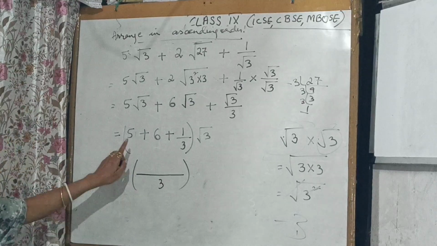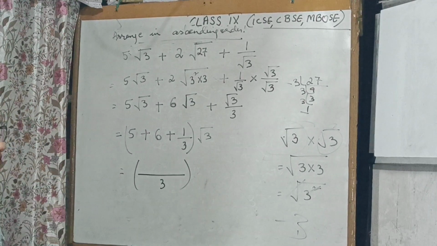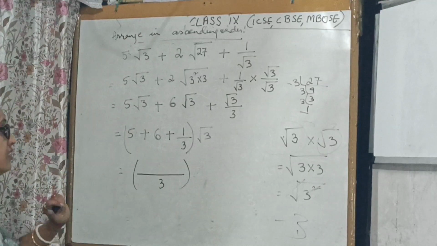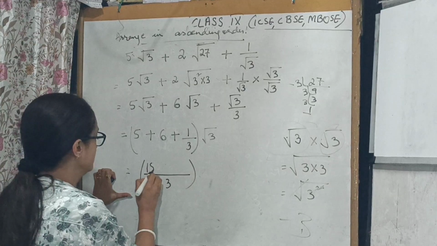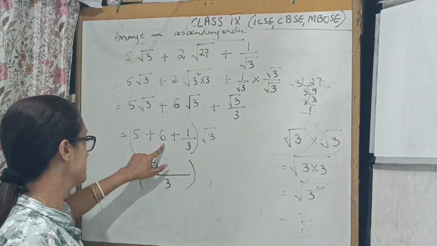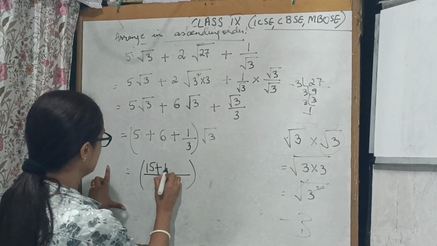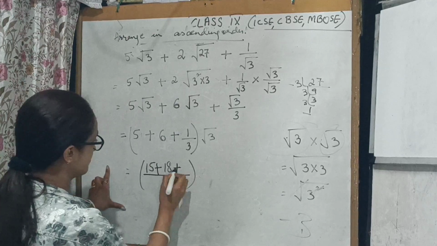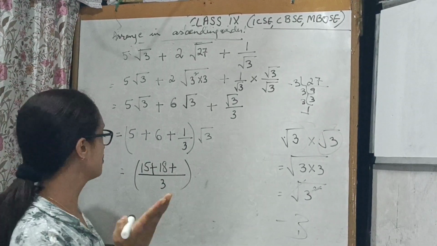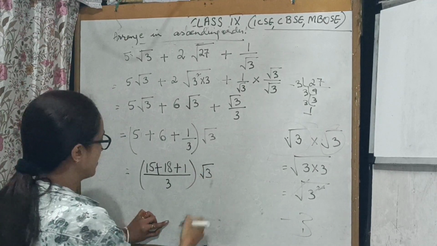Now check to this. 1 into what makes 3? 1 into 3. Oh, 3 has to be multiplied with this 5. So 3 5s are 15. Here again we have a 1. 1 into what makes 3? 3 6s are 18. Put the sign. 3 into what makes a 3? 1. So 1 into 1 is a 1. Square root 3 चिपका दो.